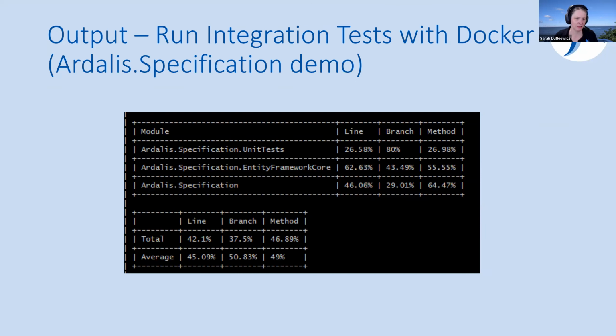Now, what does this look like? Well, this is our Ardalis specification demo. And you can see here that there are integration tests that get run. And then, as I mentioned in the code, he runs the integration tests with code coverage. Well, those code coverage metrics get carried on into the output as well. So I wanted to get a screenshot of that so you could see, well, what does that look like?